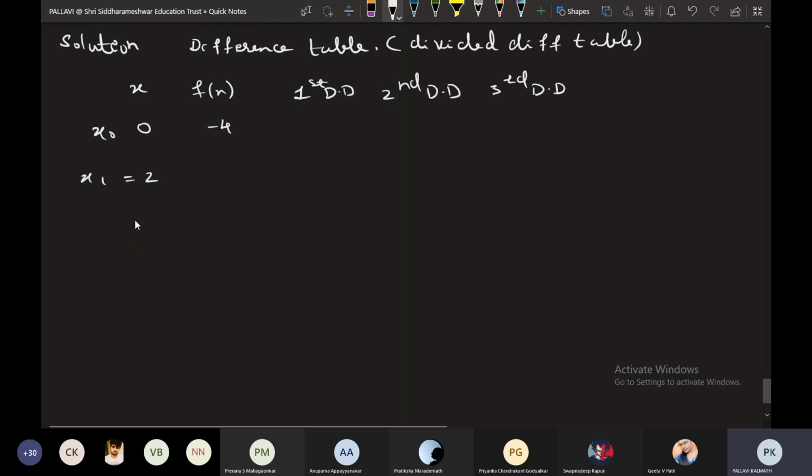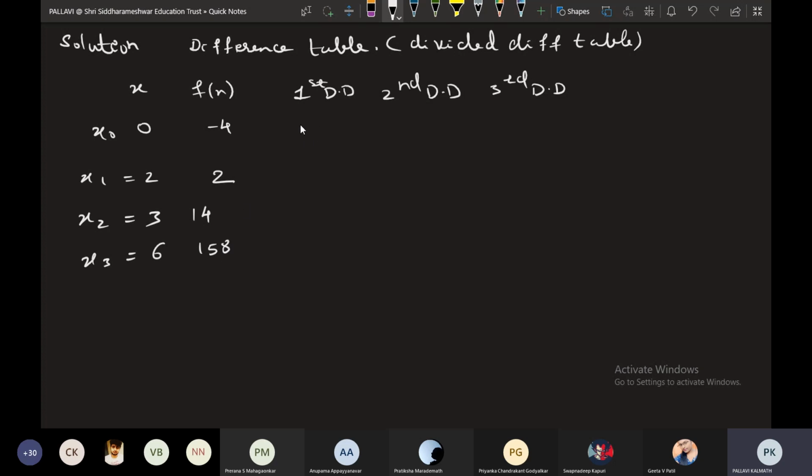In this method, since x1, x2, x3 all are used, whereas in Newton's forward and backward only x0 and xn are used. So here we write in detail x1, x2, x3, whatever values are given. What is x3? x3 is equal to 6. First f of x is minus 4. Then what is the next value? Is it 2? What is next? 14. What is next? 158.